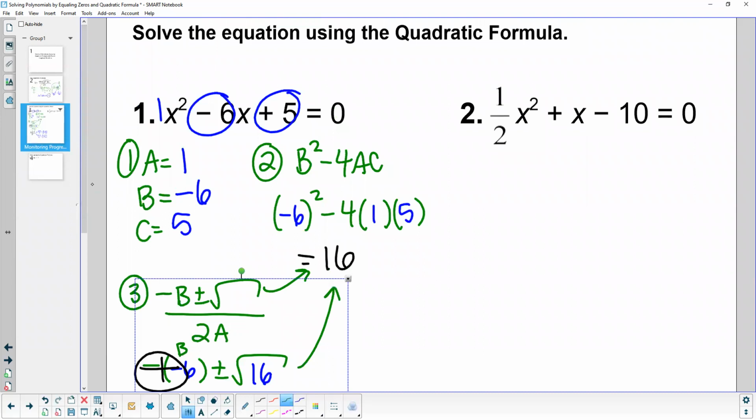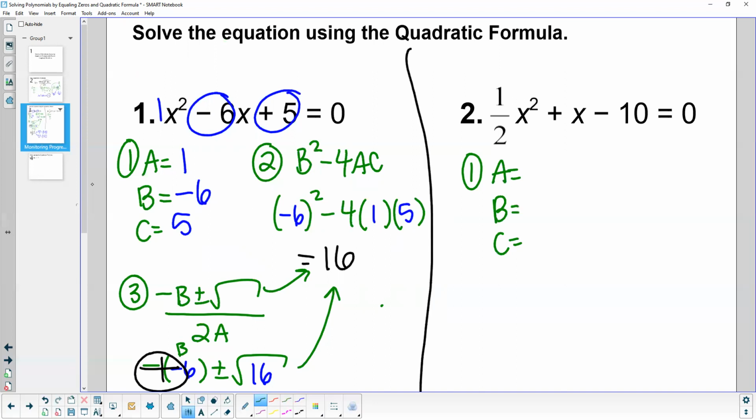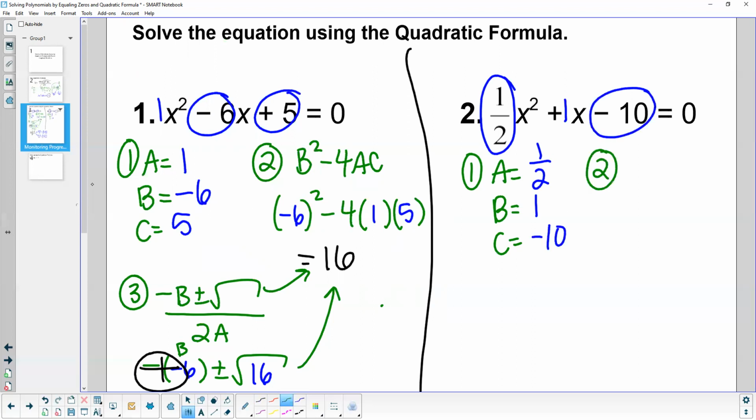Okay, so let's start. We've got step number 1 here. We want to figure out what A equals, what B equals, and what C equals. Now I'm going to draw a line down here so that we know where we're at. So our A is going to be this first piece here, so 1/2. B is going to be in front of our X there, so we get a 1, and our C is -10.